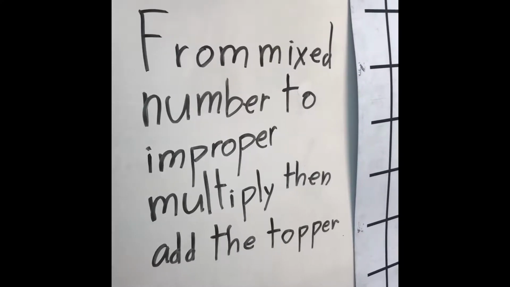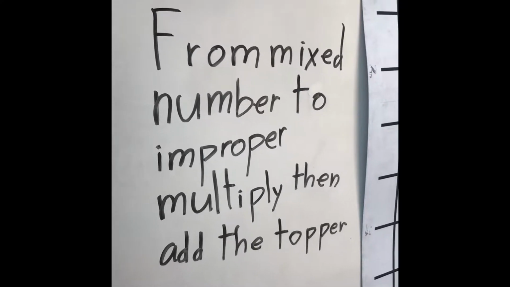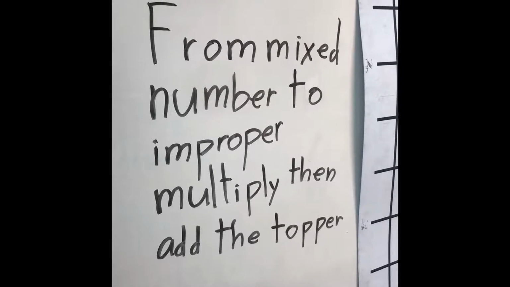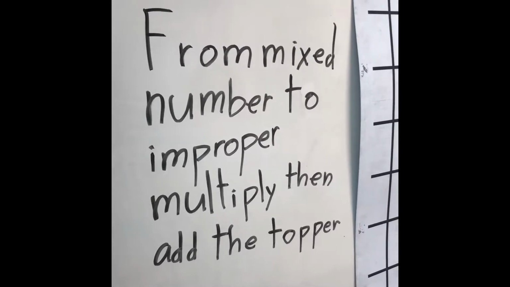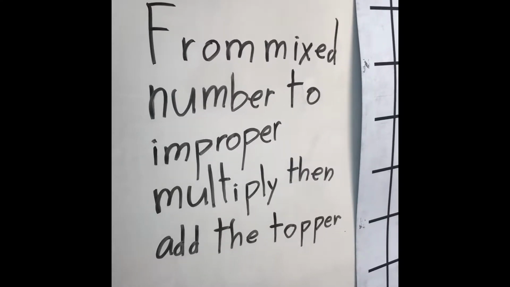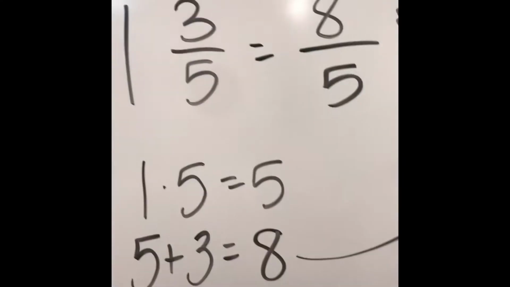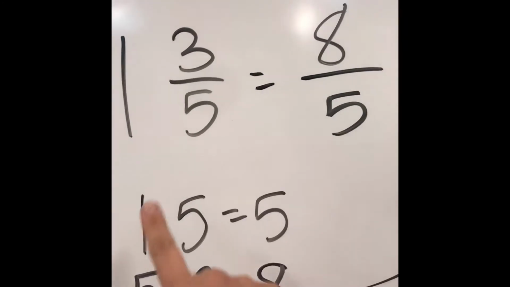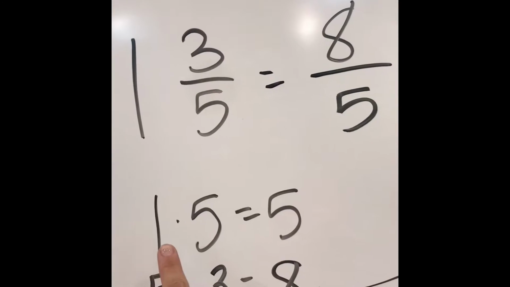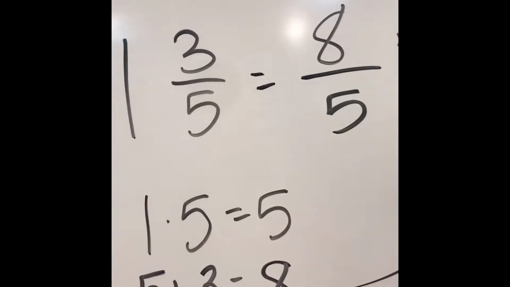From mixed number to improper, multiply, then add the topper.